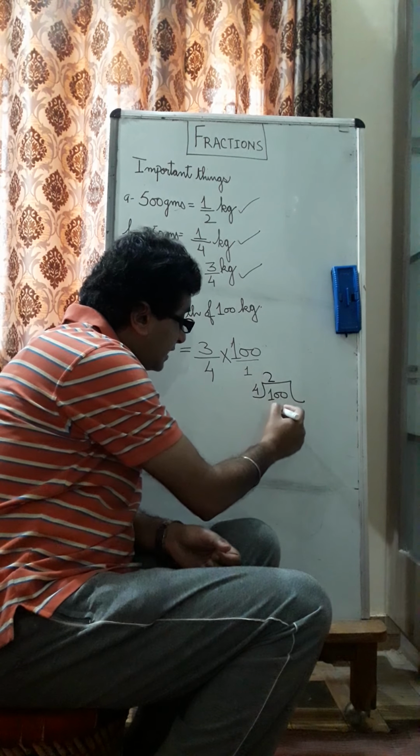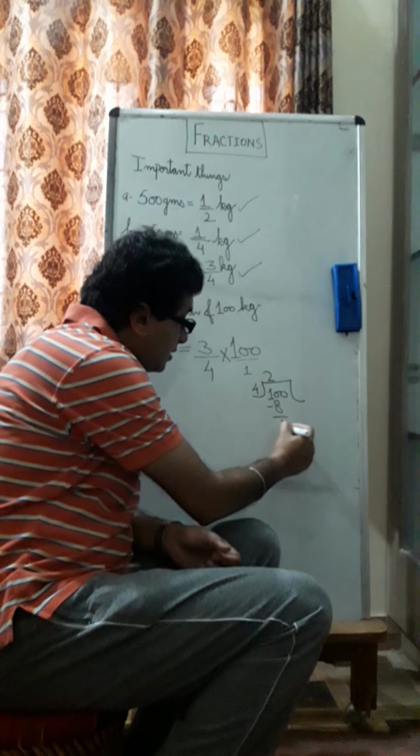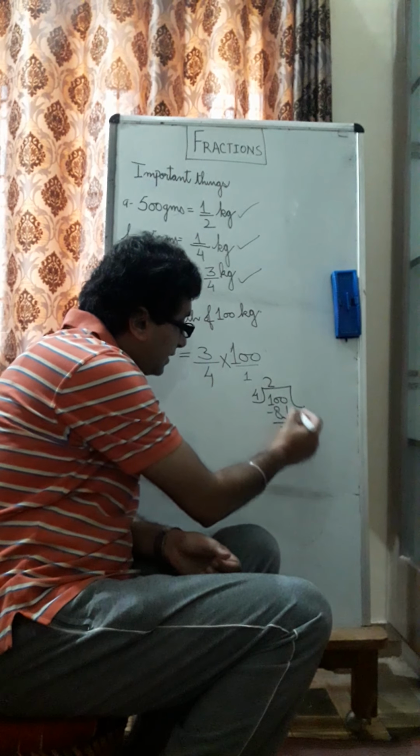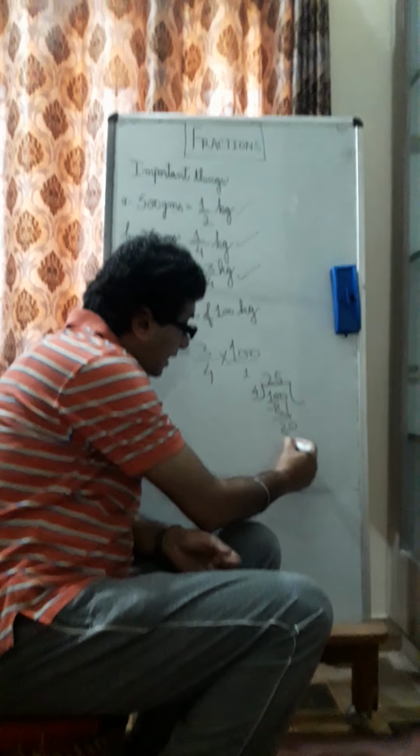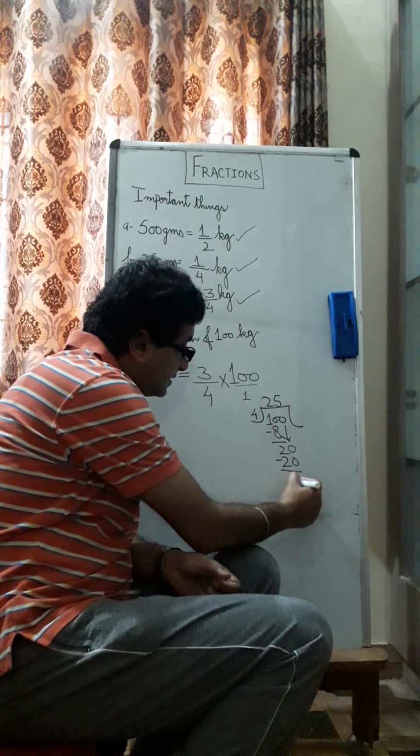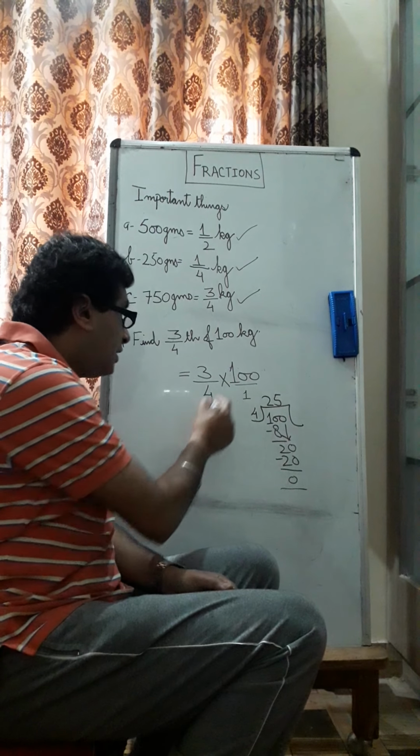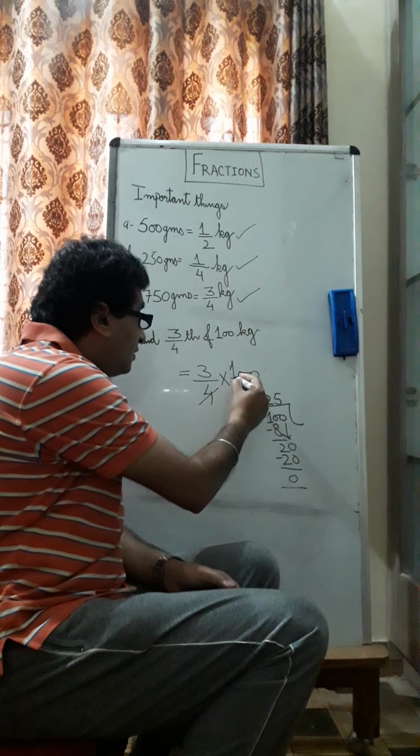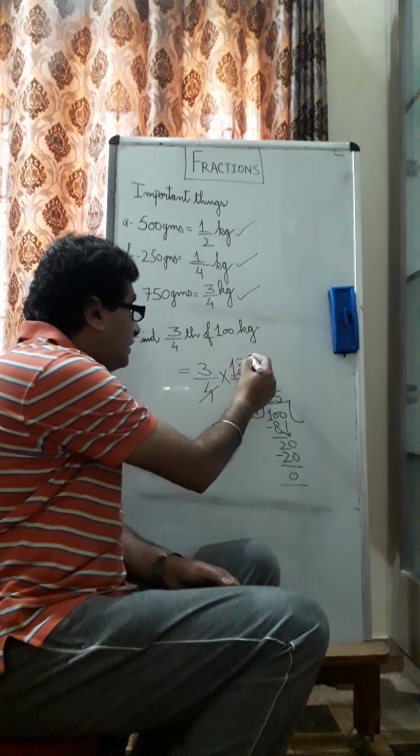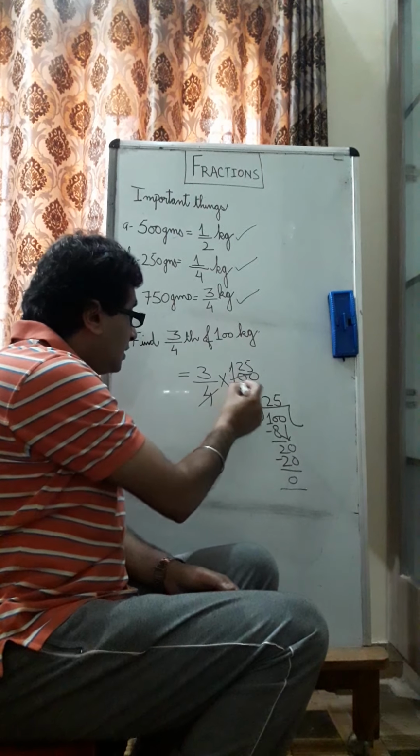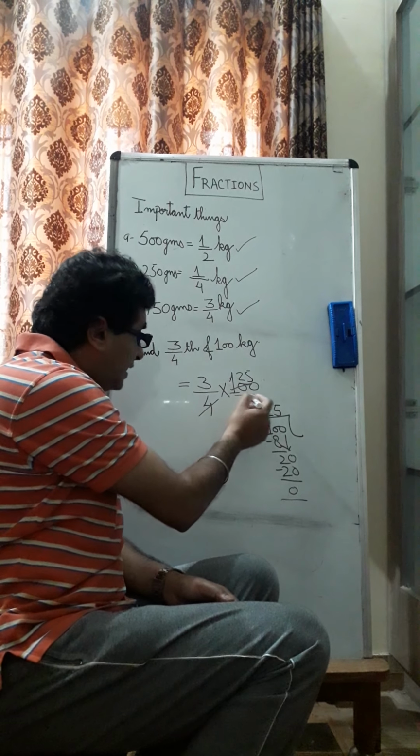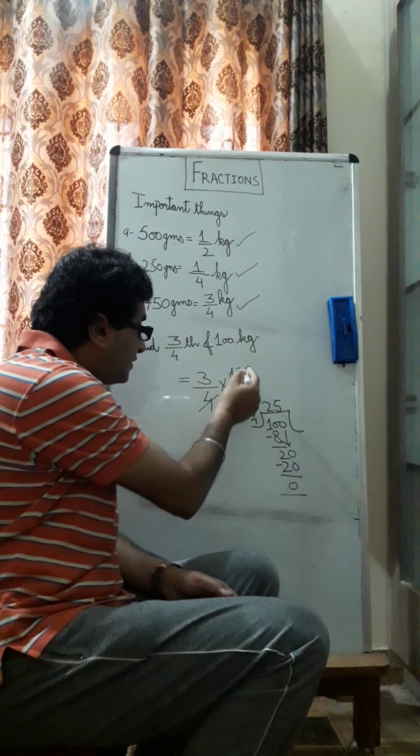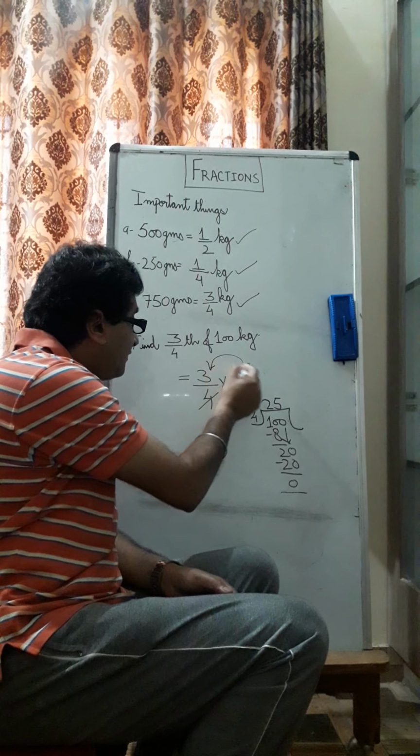4 2s are 8. 10 minus 8 is 2. You get a 0. You get 20. 4 5s are 20, or 20 minus 20 is 0. This is your rough work. Or you can just do it if you remember the tables, or you can do it mentally. So 4 25s are 100. Now you have already divided 100. 1 will make no difference. And this 25 is left here.